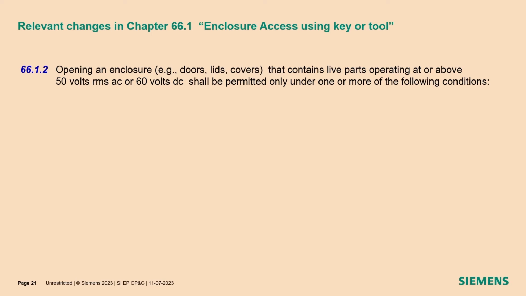We have now 3 options because of the alignment, the harmonization between NFPA and UL 508A. We have now 3 options to make the enclosure access, to make this inside. You see this here. If you have hazardous voltages, one of the following conditions should be met to create this enclosure access. The first one is number A. You can use a key or a tool to open the door.